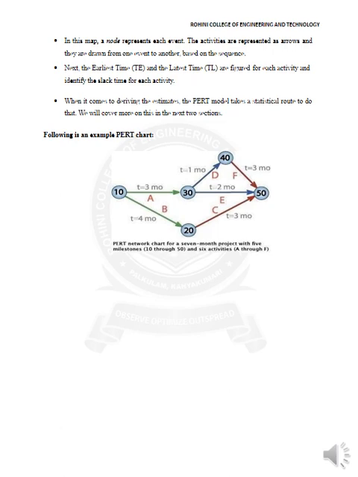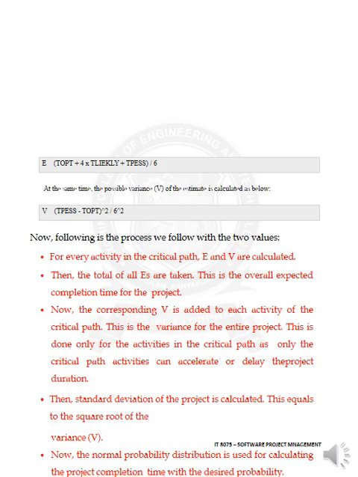The earliest time TE and the latest time TL are figured for each activity, and the slack time is identified for each activity. When it comes to deriving the estimate, PERT has a statistical route to do that. So for example, PERT is given: T is equal to 3 months, 10, 20, 30 and 50, along with the activities A, B, C, D, E, F in months. E is equal to T optimistic plus 4 times T likely plus T pessimistic, divided by 6.